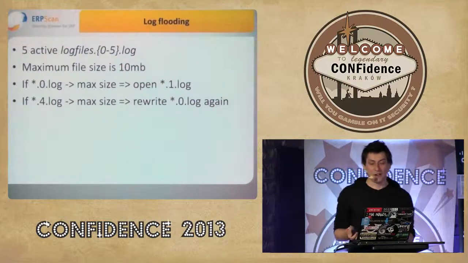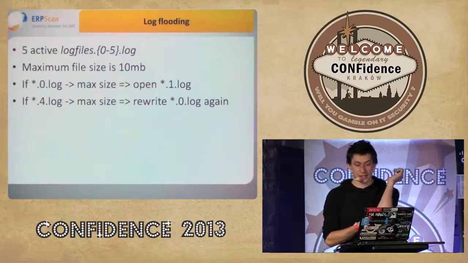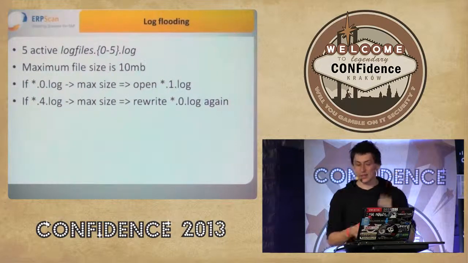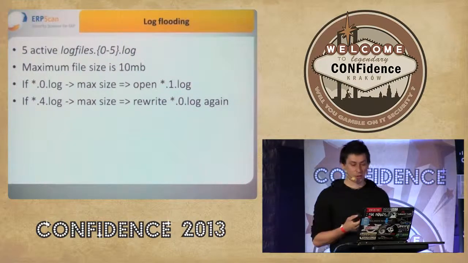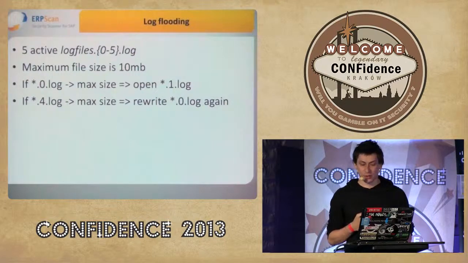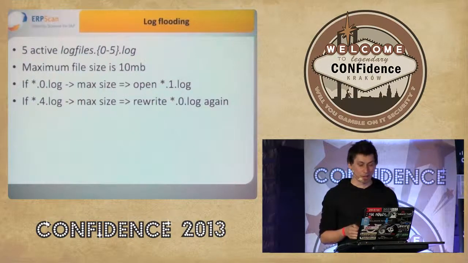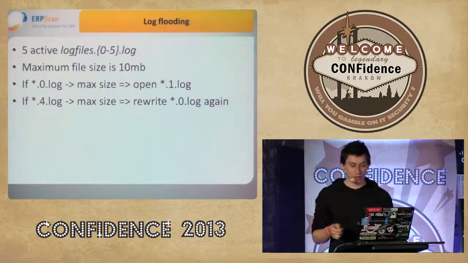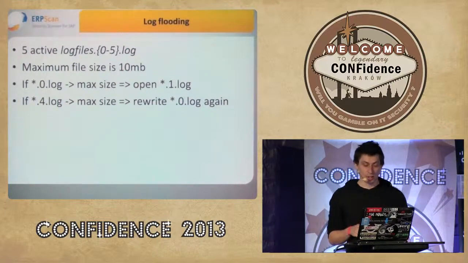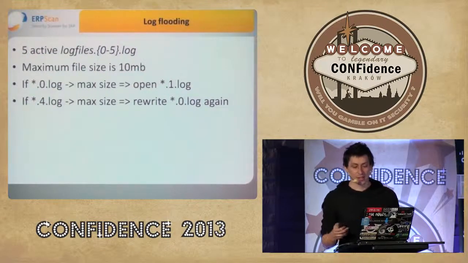So there are five main log files. Each has size limits. Maximum file size is 10 megabytes. And at each moment of time, there is only one active log file. Others are waiting to be rewritten. The names are with indexes from 0 to 4. If the log with ID 0 reaches the maximum size, SAP will open the log with ID 1, then 2, then 3, etc. When log 4 exceeds the max size, SAP will start writing into the log with ID 0 again.